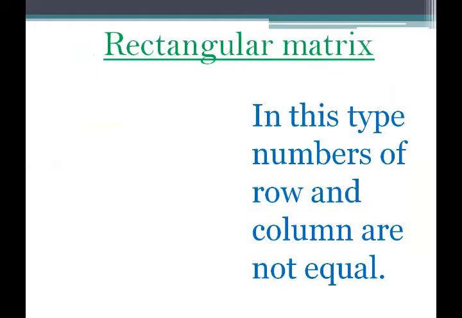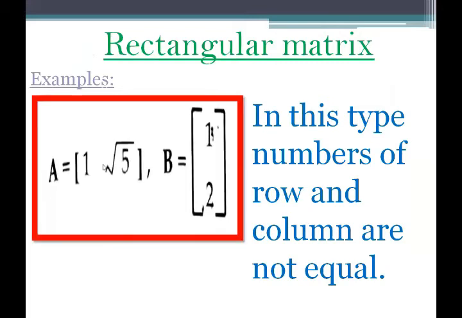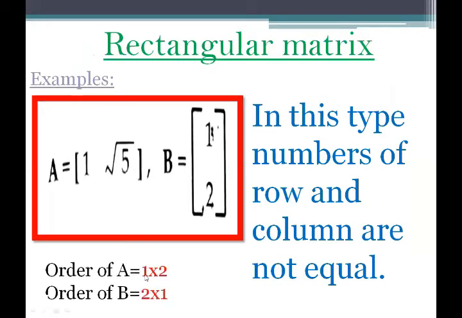Rectangular matrix. The definition of rectangular matrix: in this type, the number of rows and columns are not equal. In a square matrix, the number of rows and columns are equal, and in a rectangular matrix, they are not equal. Now an example of rectangular matrix is A is equal to 1, root 5. So how many rows here? 1 row, 2 columns. So the order of matrix A is 1 by 2. So now see, the row and column are not equal. So this is the type of rectangular matrix.